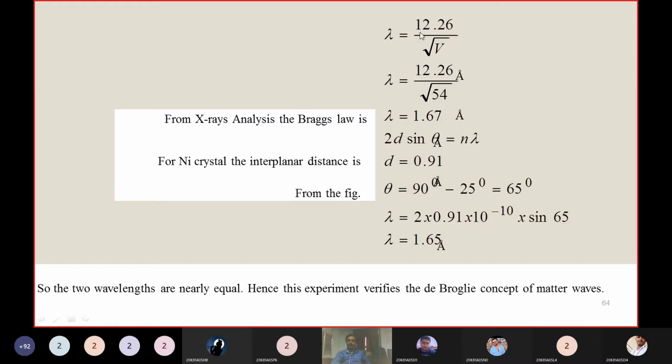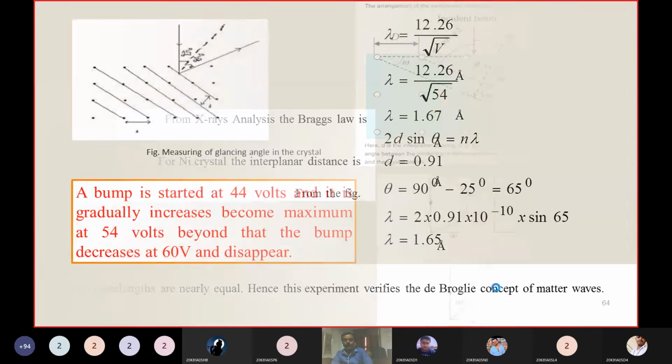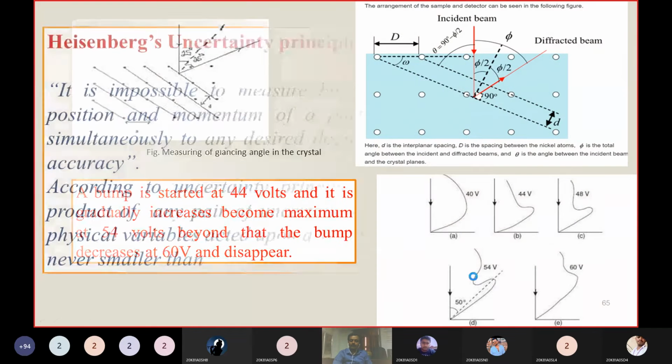This is approximately equal to the theoretical value according to the de Broglie wavelength. If you substitute in the de Broglie wavelength formula, we get lambda equal to 1.67. According to Bragg's law, lambda is equal to 1.65. That means experimentally and theoretically the lambda value is approximately equal. Hence we can say that the de Broglie concept of matter waves is proved. This is about the Davisson and Germer experiment.